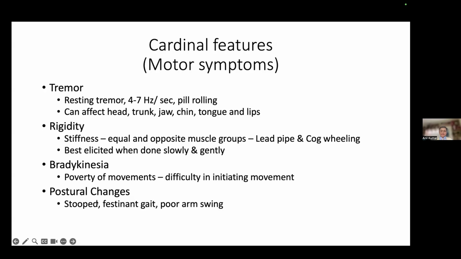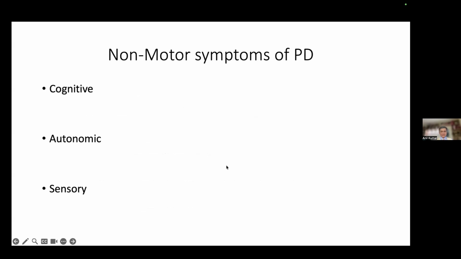And when you're in the clinic, when you test for bradykinesia, you ask the patient to open and close the hand faster, faster, but you will see that one side becomes slow, and that is one of the tests you can do. For postural changes, the patient will have a festinating gait and poor arm swing, and you can make it out, you have all seen Parkinson's.